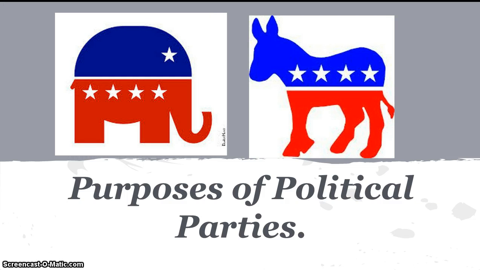Alright, scholars, we are going to continue our discussion on political parties. We're going to talk today about the purposes of political parties. You already talked in your squads or in class about some of your background knowledge of political parties. Many of you identified the elephant being representative of the Republicans and the donkey of the Democrats, the two major political parties in the United States.